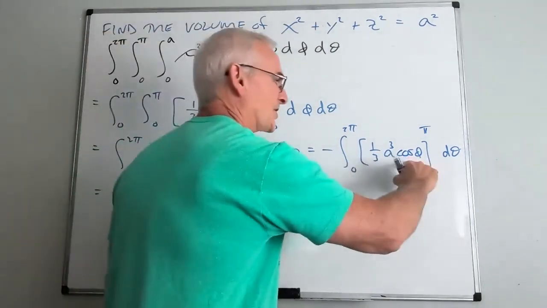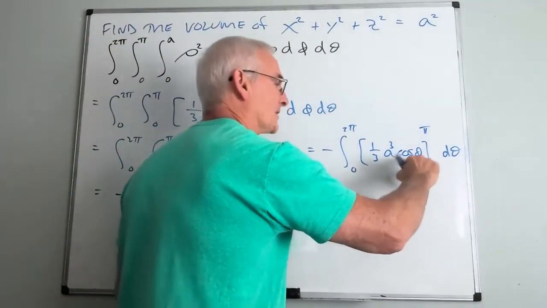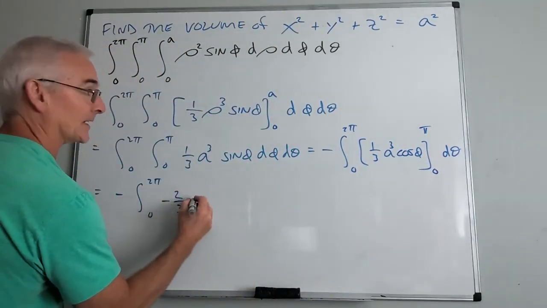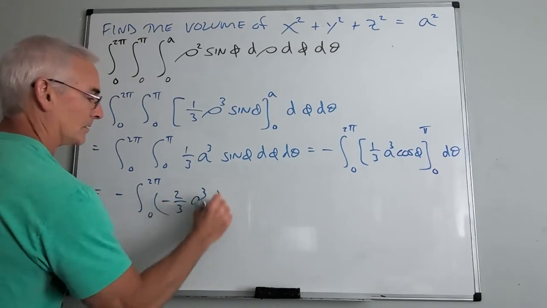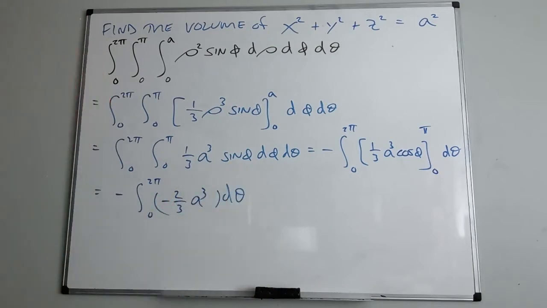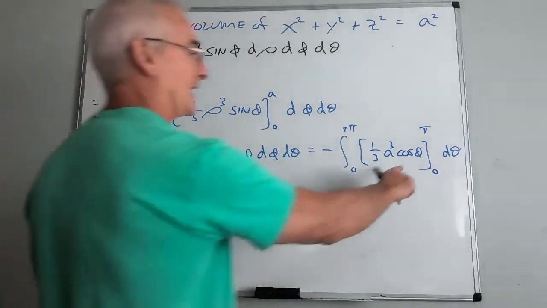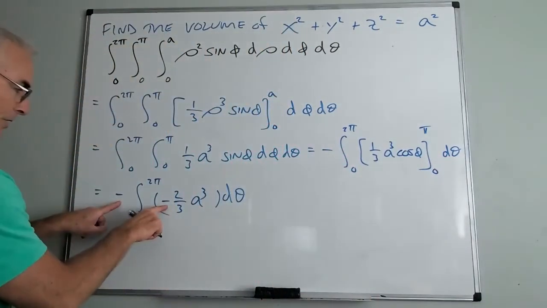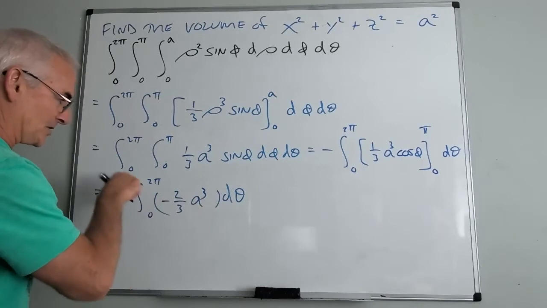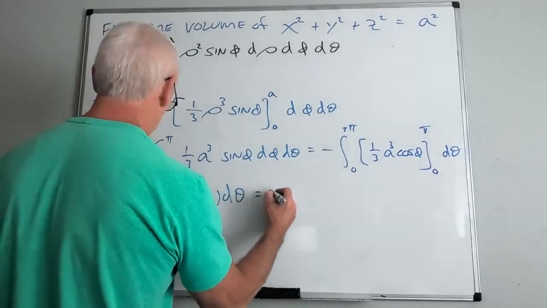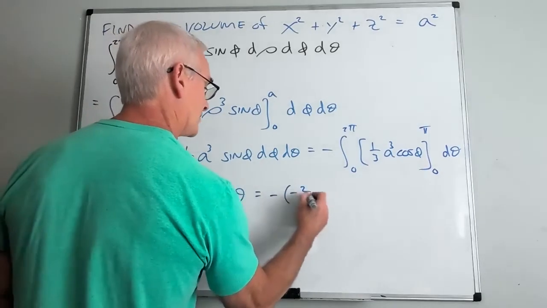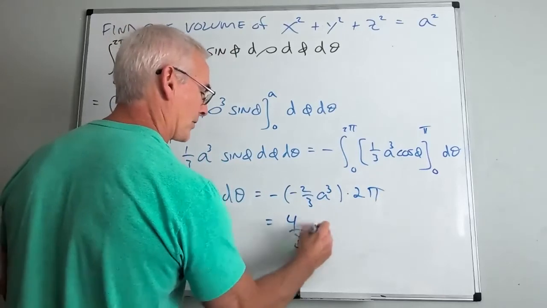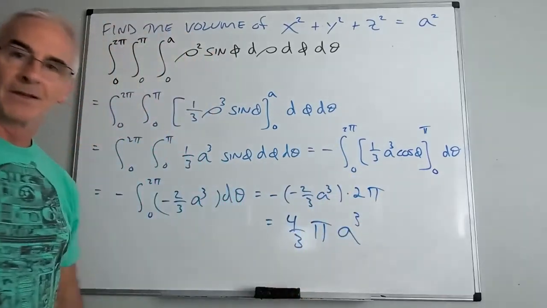So at this point, cosine of pi is -1 minus cosine of 0, which is 1, so that's -2. So I have 1/3 times -2, or I'll just write -2/3 a cubed d theta. Okay, again, cos pi minus cos 0, that's -2, but I already had a negative, so I'm good. That's a constant, so I can just multiply this by 2 pi. So my answer is going to be the negative of -2/3 a cubed times 2 pi, which I believe will be 4/3 pi a cubed.